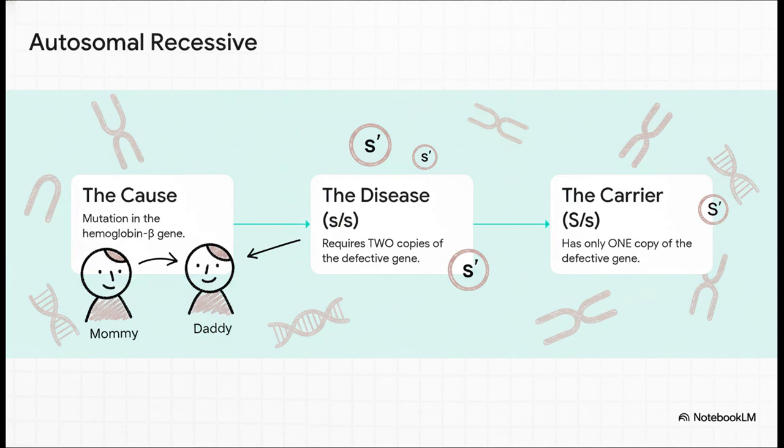Okay, now for this very important concept, autosomal recessive. Let's break it down. Recessive means you need to inherit 2 copies of the defective gene to actually get the disease, one from your mother and one from your father. If you get only 1 copy, you are what we call a carrier, but you won't have the full disease yourself. So the rule is simple. 2 bad copies cause the disease. 1 bad copy makes you a carrier.